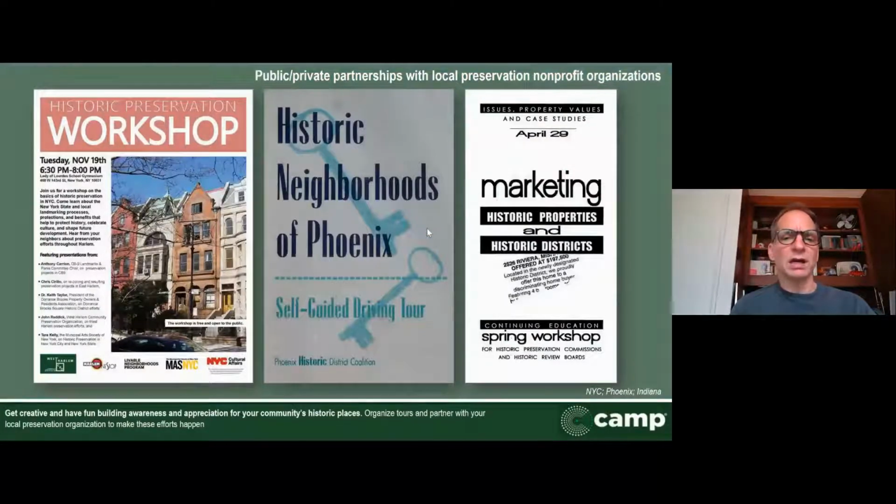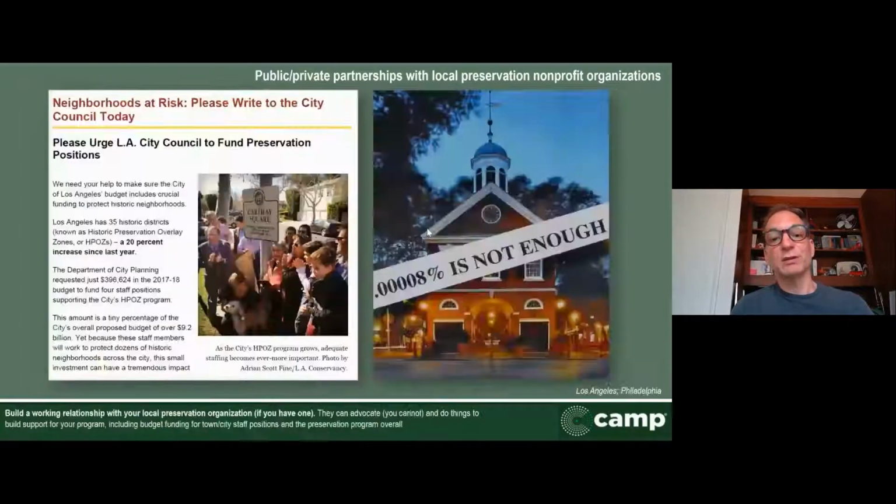In this case, Phoenix has a separate nonprofit that is the Phoenix Historic District Coalition. So there's lots of great things when the nonprofit partners with the city and the commission to do programming and getting the information out there in terms of outreach. It's going to be really effective.